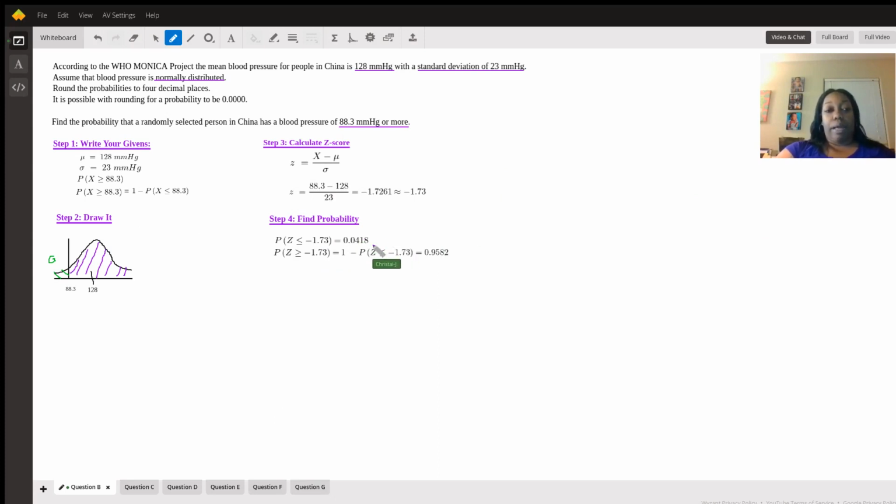Now, we said earlier, based on our drawing, we're not done. So we would have to do 1 minus that probability of z being less than negative 1.73, which gives us an answer of 0.9582.